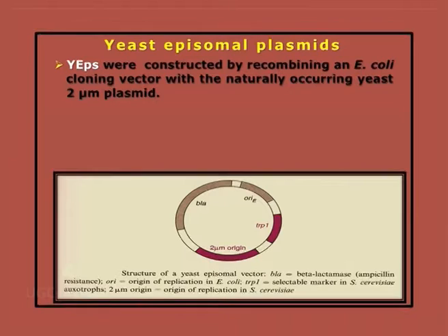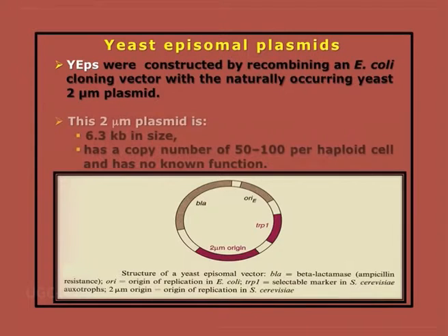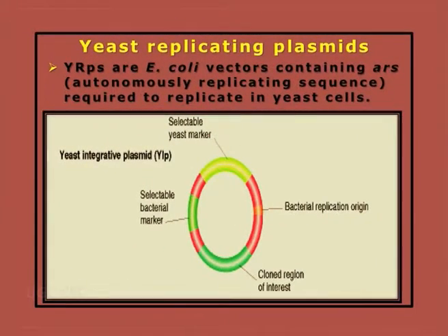Now we are coming to yeast episomal plasmids. A yeast episomal plasmid is a combination of an E. coli cloning vector with the naturally occurring yeast 2 micron plasmid. Its size is 6.3 kb, and it has a copy number of 50 to 100 per haploid cell and has no known function.